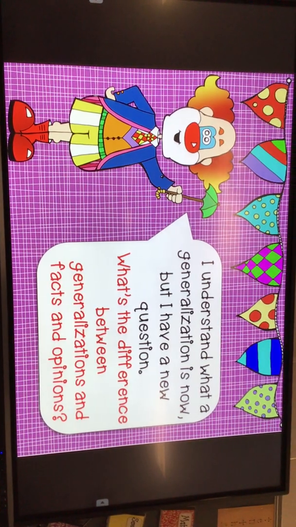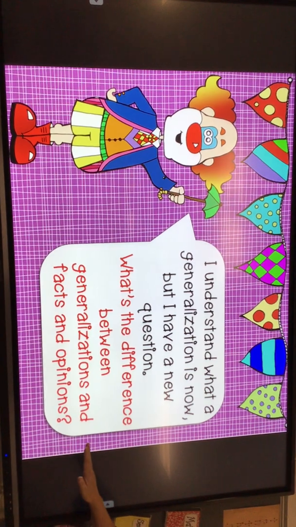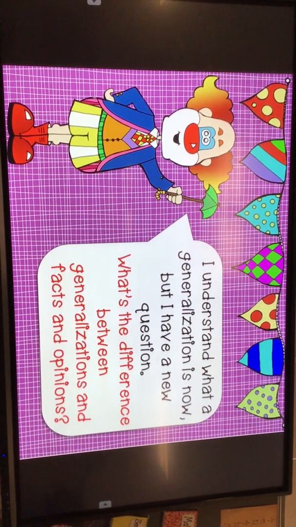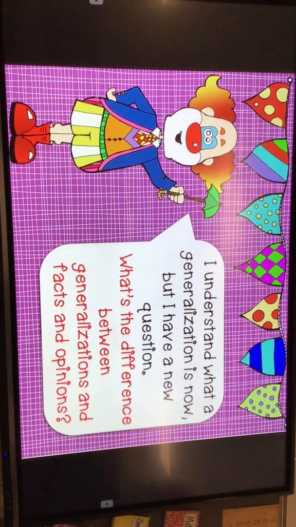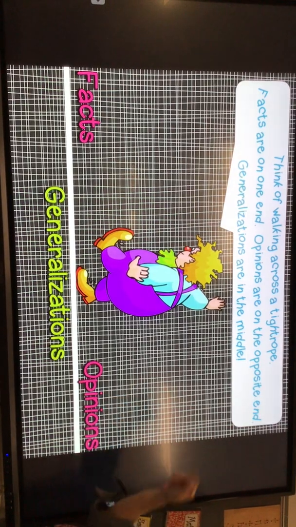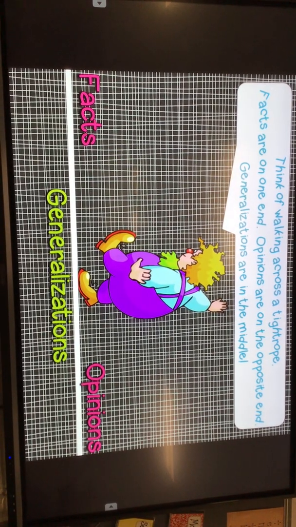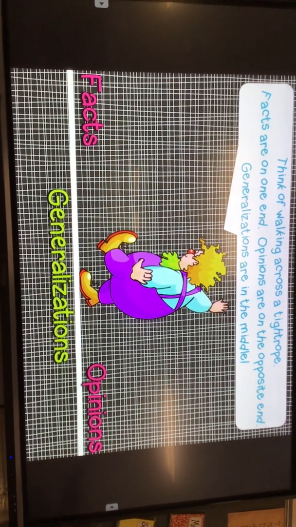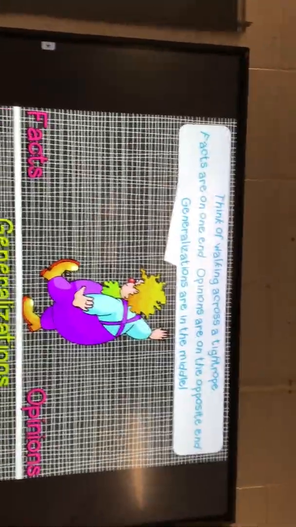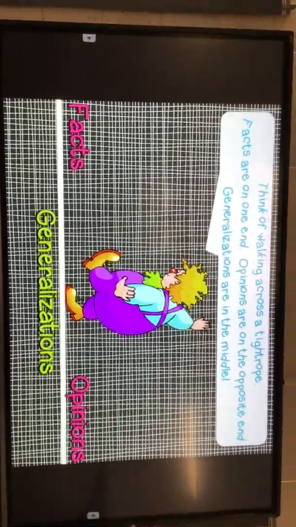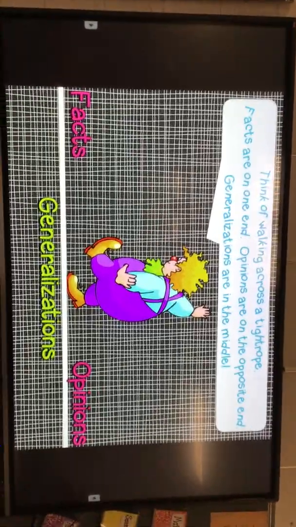Now I understand what a generalization is, but I have a new question. What's the difference between generalization and facts and opinions? So, this is where we're going to get back to our sheet. Here it says, let's compare facts and opinions and generalizations. Think of walking across a tightrope with facts on one end, opinions on the other end, generalizations in the middle.